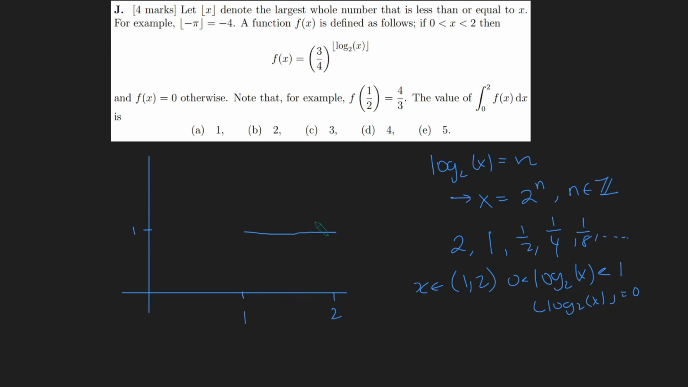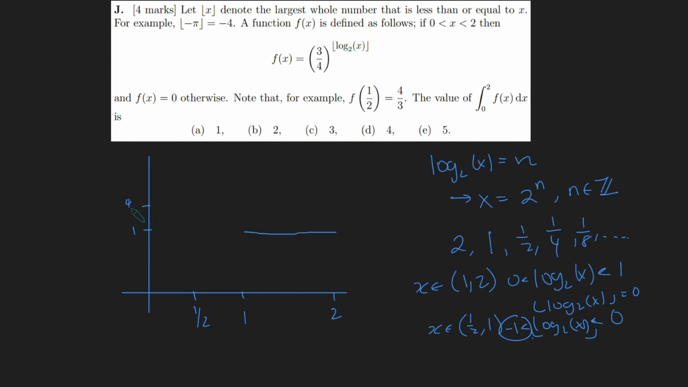Okay, cool. Now we're going to look at what happens between 1 and the next power of 2, so 1 and a half here. So a half is roughly there. What happens if x is between a half and 1? Well, log base 2 of x is between 0 and minus 1 because log base 2 of a half is minus 1 and log base 2 of 1 is 0. And so therefore the floor of log base 2 of x would just have to be minus 1. And so we have 3/4 to the power of minus 1, which is 4/3.